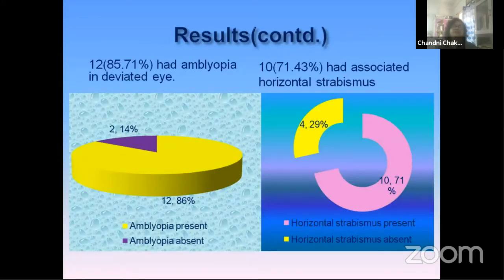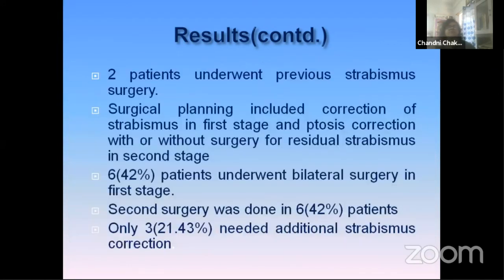Amblyopia was already set in 85.71%, which signifies the delayed presentation of the patients. And also there were associated horizontal strabismus complicating the surgery in 71.43% of the patients.